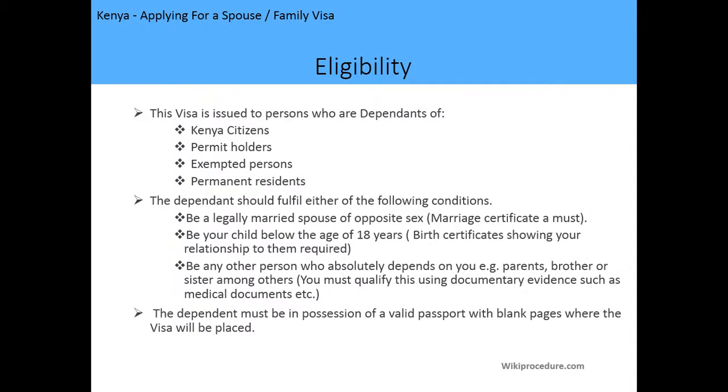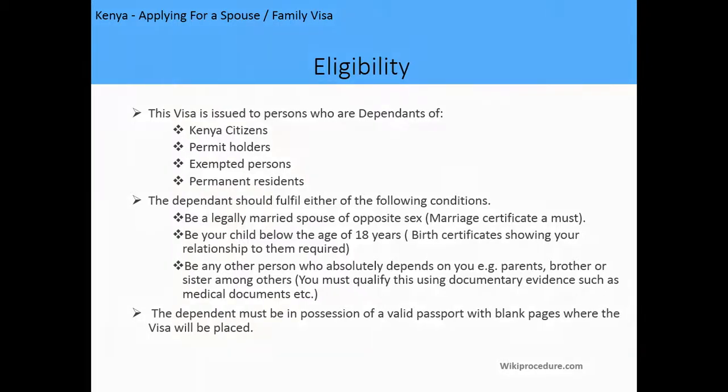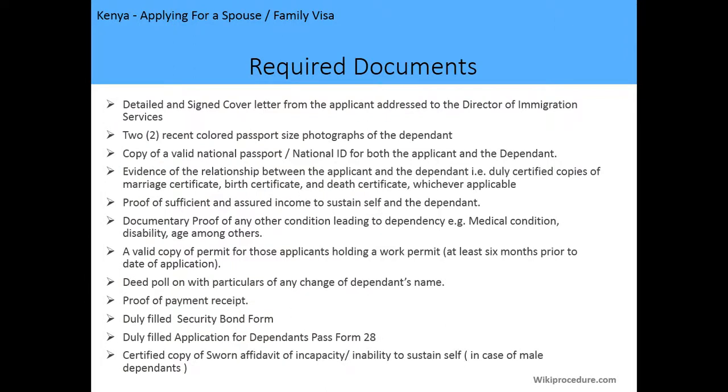And three, the dependent should be a person who is absolutely dependent on you, for example, a parent, brother, or sister, among others, and evidence showing the dependency is needed, such as medical documents. And three, the dependent must also be in possession of a valid passport with blank pages where the visa will be placed.